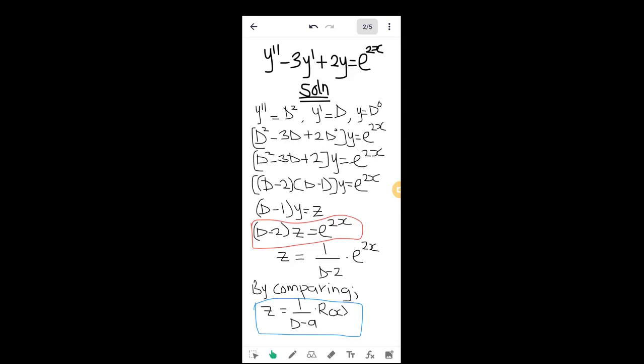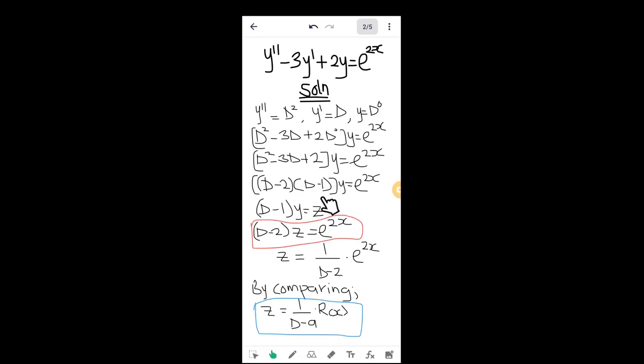should be equal to e exponent 2x. So here we have two roots: D minus 2, and also D minus 1, and the whole of these is equal to e exponent 2x. What this tells us is that anytime I take one of the roots and operate it on y, it should give me a certain variable z. Then when I choose the other root, here D minus 2, and operate it on z, it should give me e exponent 2x. So that's what this means.